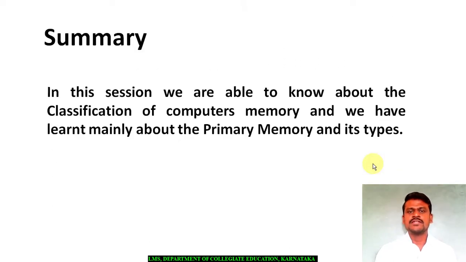So this completes your first part, that is main memory. We will explain the secondary memory in the next session. In this session we learned about the classification of memory, as I showed you with the help of a chart, and we have learnt mainly about the primary memory and its types. Hope you understood. Now we will start with the quiz.